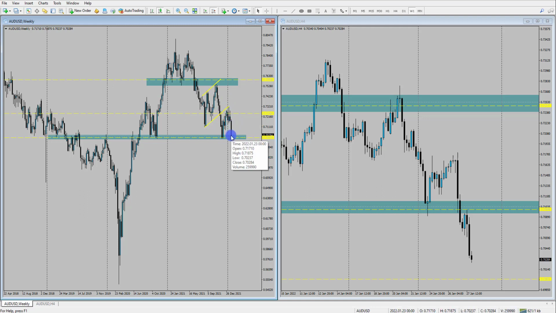Now it looks like price is heading back down to that area as well, and it looks like we could probably extend beyond it as well. So price is looking likely that we're going to extend past this 0.7 level and maybe head even a little bit lower as the dollar continues to gain strength.